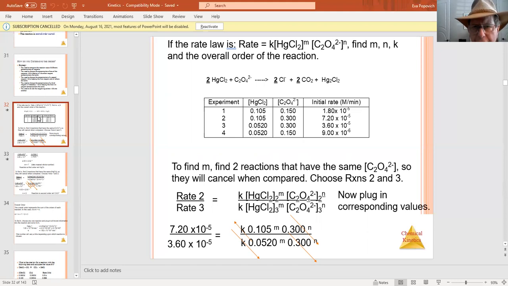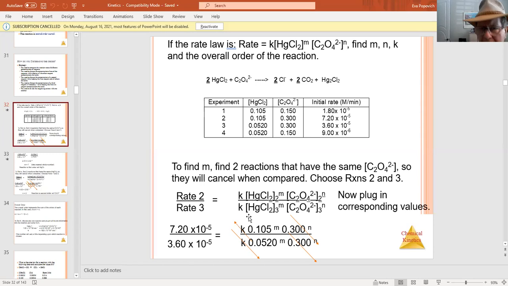So in this case, Natalia, what I would do is I would put experiment one, my rate, I would plug in for the top there. That's equal to K times my concentration of HgCl2 raised to the m, which would be 0.105 raised to the m, times my oxalate concentration, 0.105 raised to the n. I'm going to divide that whole thing by experiment four. I put below the 1.8 times 10 to the minus fifth, I put 9 times 10 to the minus sixth.